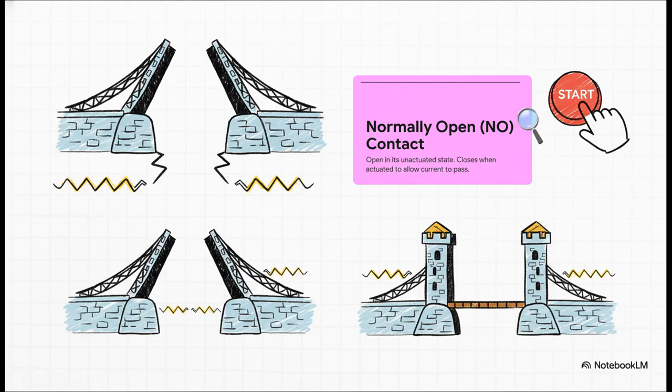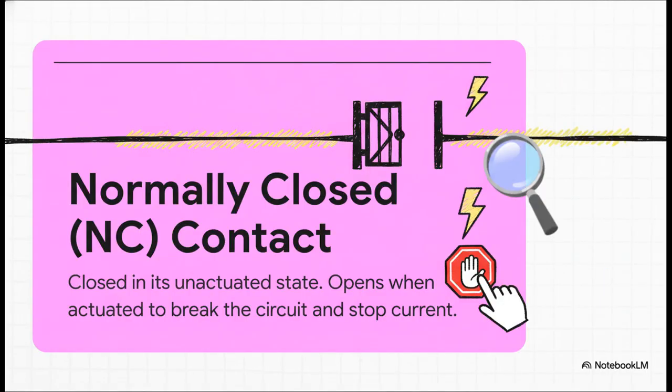First, you have the normally open contact. The best way to think about this is like a drawbridge that's always up. By default, it's open, so no power can get across. When you actuate it, like pressing a start button, the bridge comes down, the circuit closes, and boom, power can flow. And the exact opposite is a normally closed contact. This is like a gate that's always shut. Power is flowing through it all the time in its default state. When you actuate it, say by hitting a big red emergency stop button, you're yanking that gate open, which breaks the circuit and stops the flow of power instantly.